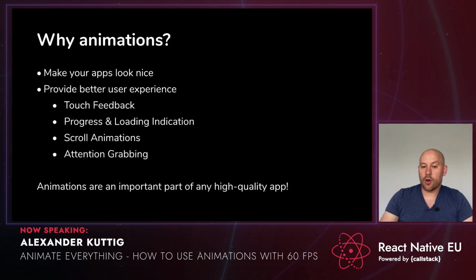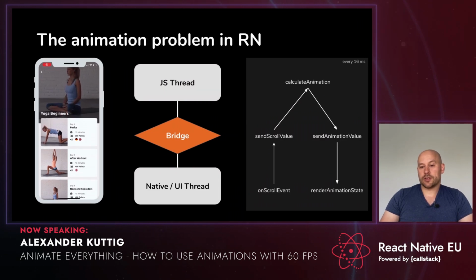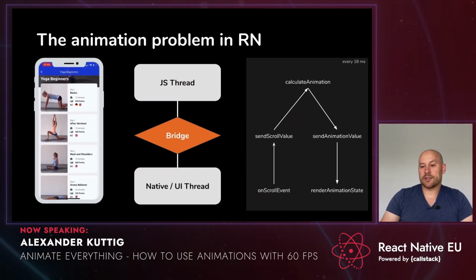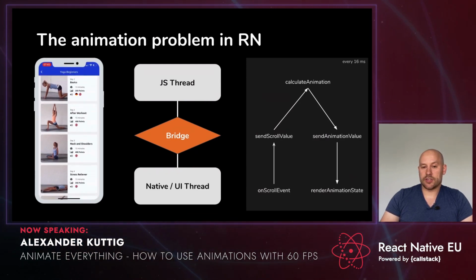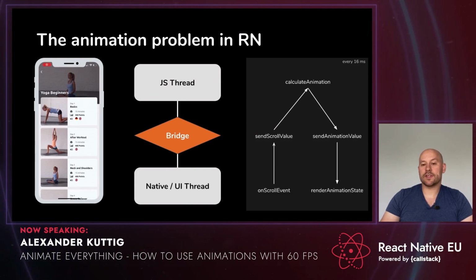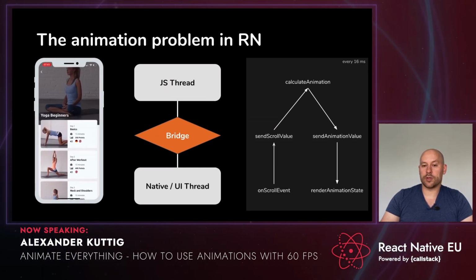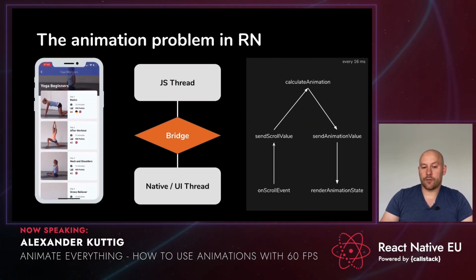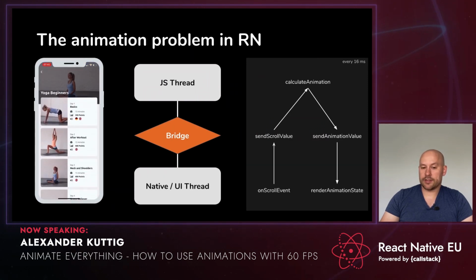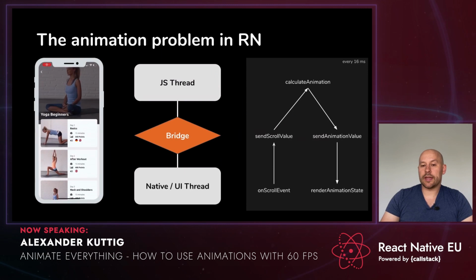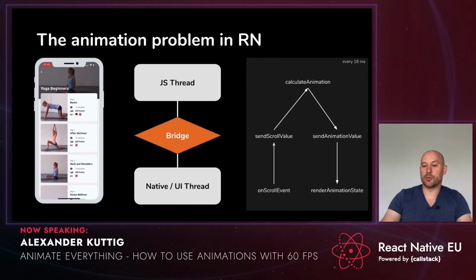So basically, you could say animations are an important part of any high-quality app. And since we all want to write high-quality apps in React Native, we should have a look at how to make great animations. To understand how to make great animations, we have to understand the challenge with animations in React Native first. So what's the problem with animation in React Native? I think the part in the middle of the screen is something you all know. It's the general architecture of React Native. We have this JS thread where we execute our written JS code. Then we have the native thread, which does all the rendering and gets the user interaction. And these threads communicate via this thing called the bridge.